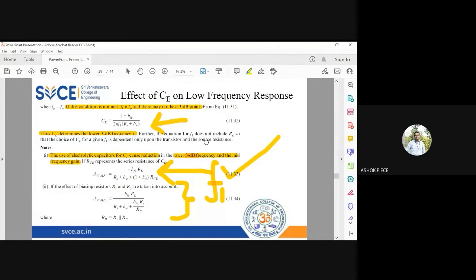Okay, so you cannot have a high gain and high bandwidth amplifier. When the gain is less, bandwidth is high. When the gain is large, bandwidth is going to be less. So they are inversely proportional.